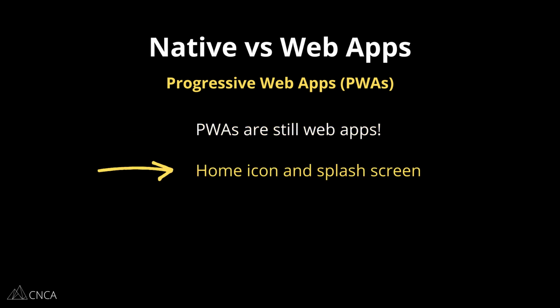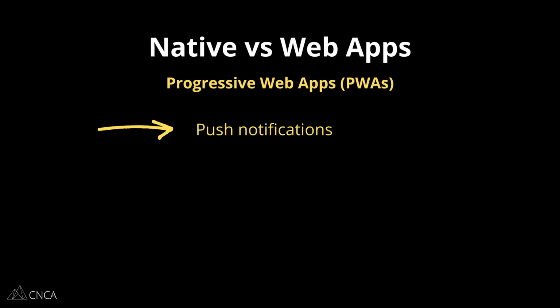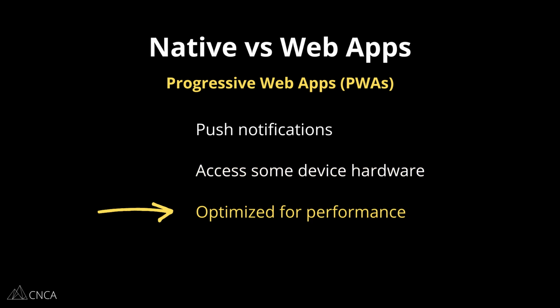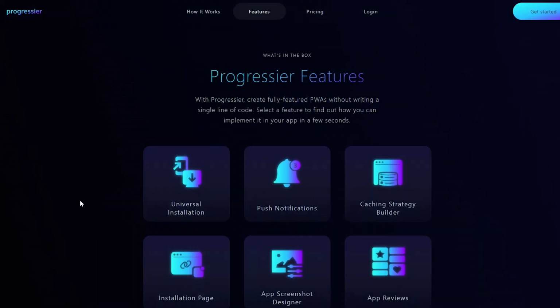For example, you can add a PWA to your device's home screen with an icon and a splash screen just like a native app. PWAs can detect when you're offline, and in some cases still work without an internet connection. PWAs can send push notifications just like native apps, and they can access some of your device's hardware like GPS, camera, microphone. And PWAs are designed to use minimal data to maintain high performance. If you've already built out a web app, you can turn it into a PWA easily with no-code tools like Progressier and take advantage of those native-like layers.